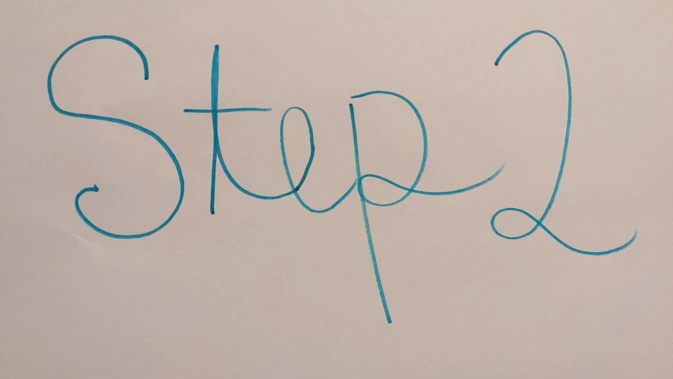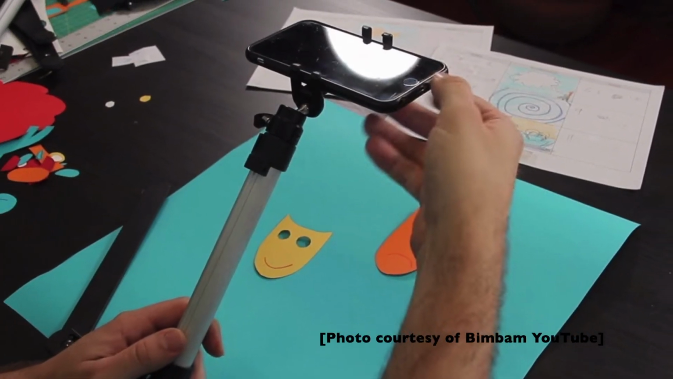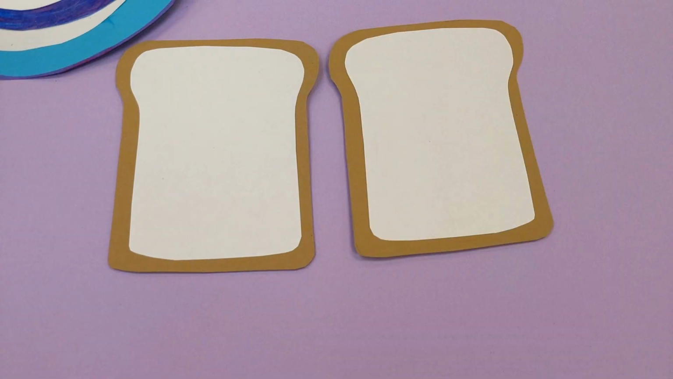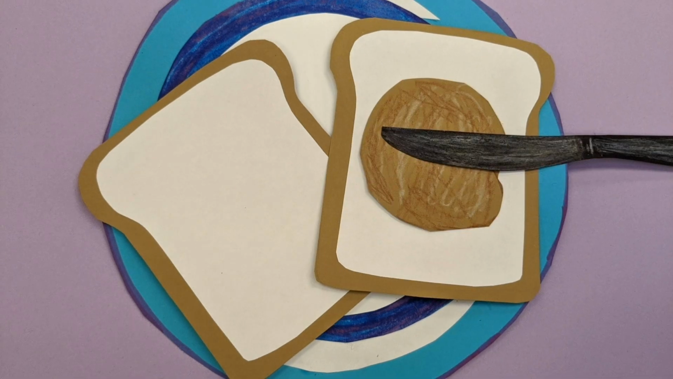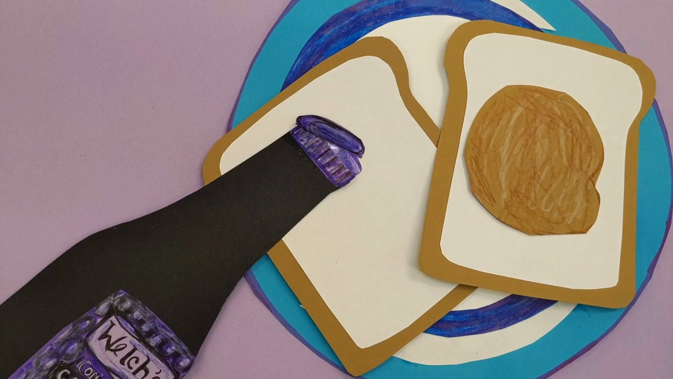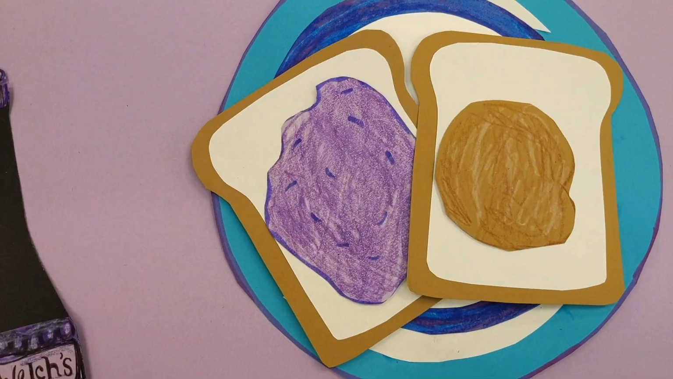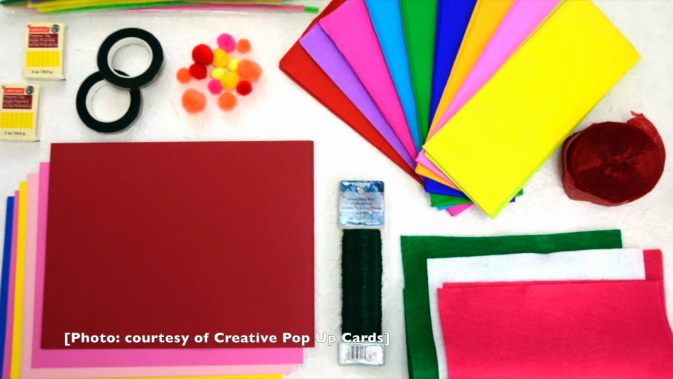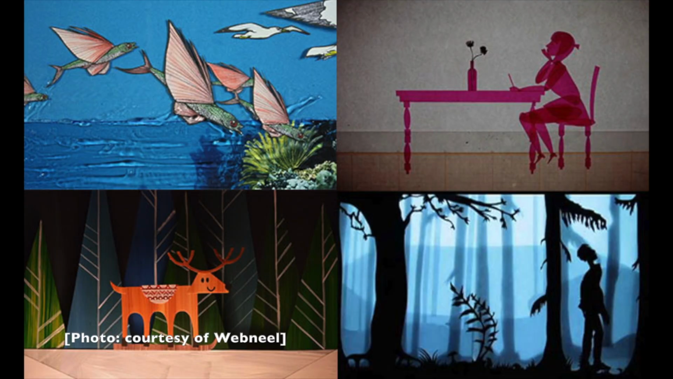Step 2. Create your set and your characters. It's easiest to start with a 2D set and create everything out of paper. My stop motion set was constructed entirely out of paper. I used different color paper, markers, color pencils. Use everything and anything that is at your disposal. Be creative with your materials, and remember, quality sets and backgrounds make better films.